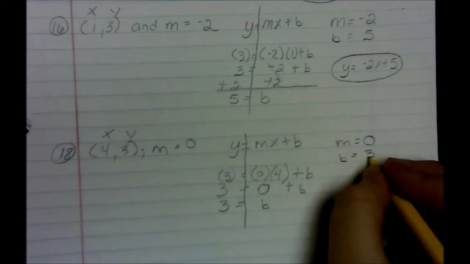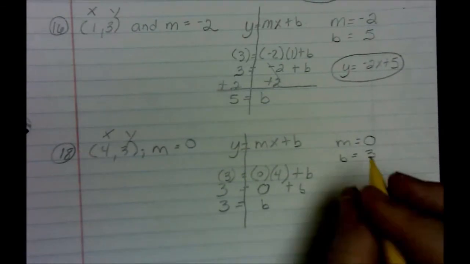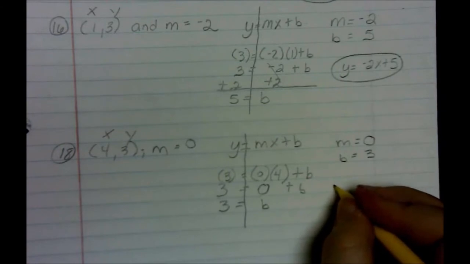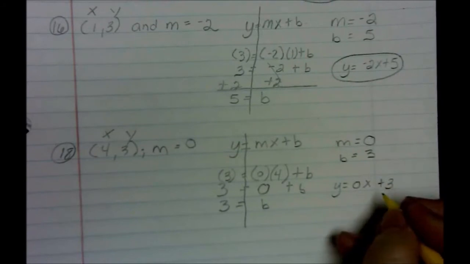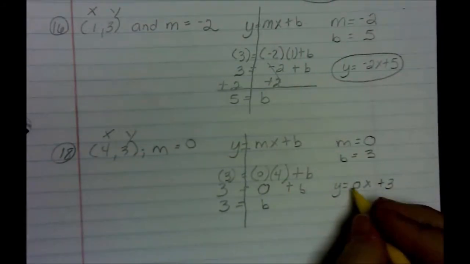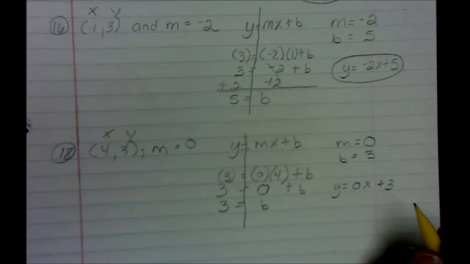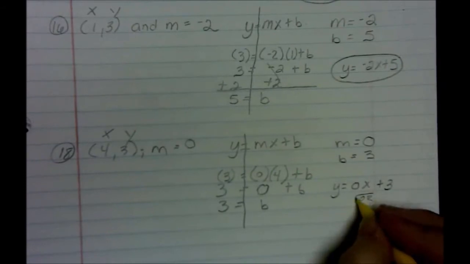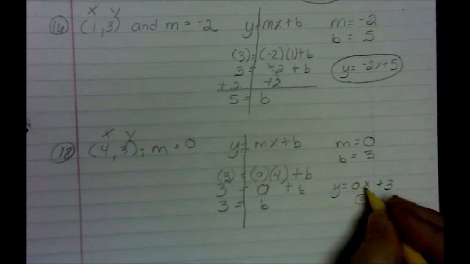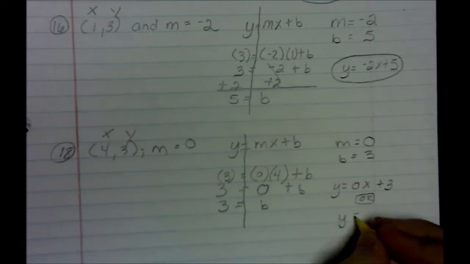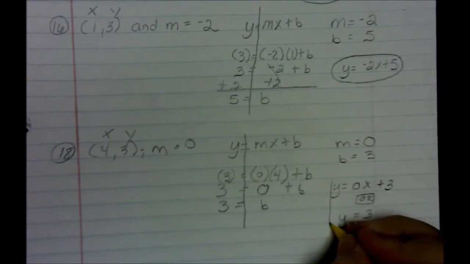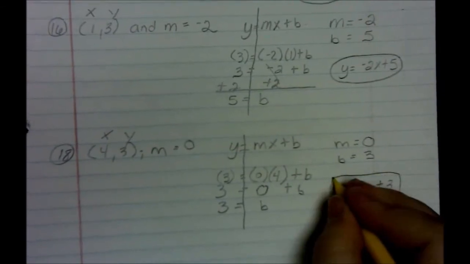And now I can write my equation. My equation would be y equals 0x plus 3. Now, I would accept y equals 0x plus 3 as an answer, but you can simplify it a little bit more by multiplying 0 times x, which is just 0. 0 plus 3 is 3. So that gives me y equals 3. So again, I would accept either one of those answers there.